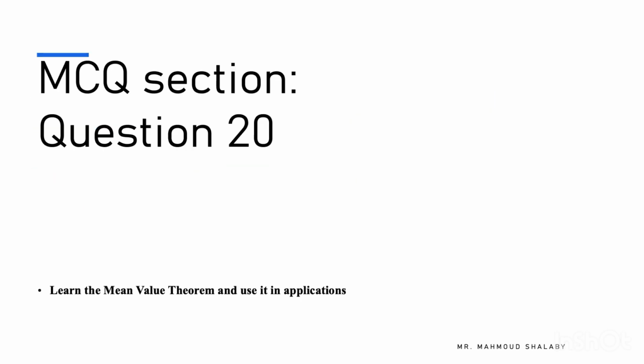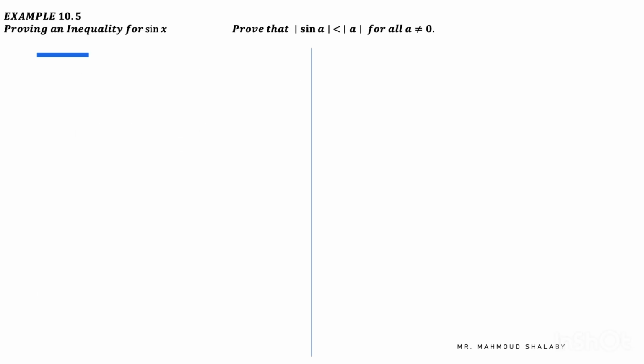Okay shabab? Alright guys, now still in the MCQ section, but question 20: learn the mean value theorem and use its applications. Now in question 20, if you remember, this is a proof question. In this we have only one example in the book, 10.5, proving an inequality for sin x. Prove that the absolute value of sin a is smaller than the absolute value of a for all a not equal to 0. Alright.